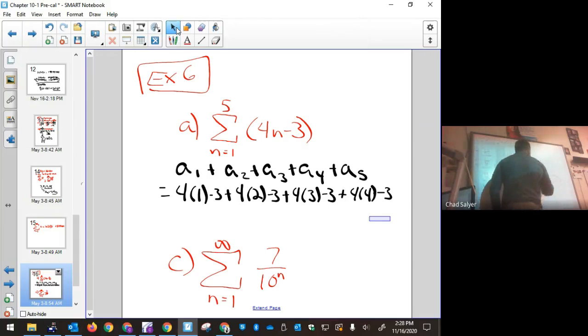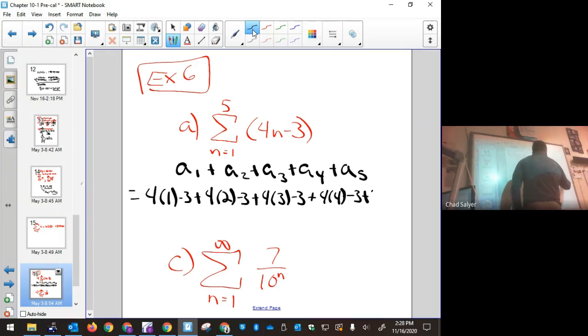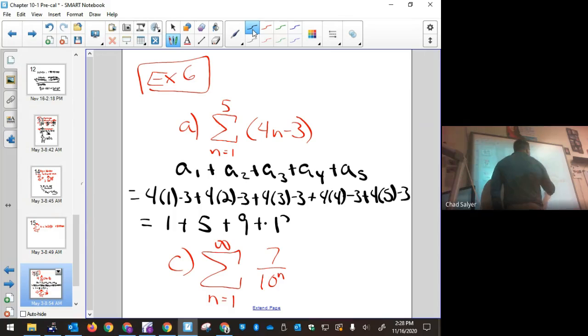Get myself just a bit more room here. And finally, 4 times 5 minus 3. Plugging into that, so that's 4 minus 3 is 1, 8 minus 3 is 5, 12 minus 3 is 9, 16 minus 3 is 13, and then 20 minus 3 is 17. Going up by 4 each time is what's happening. So if I add all these together, 1 and 5 is 6, plus 9 is 16, plus 13 is 29, plus 17 is 46.